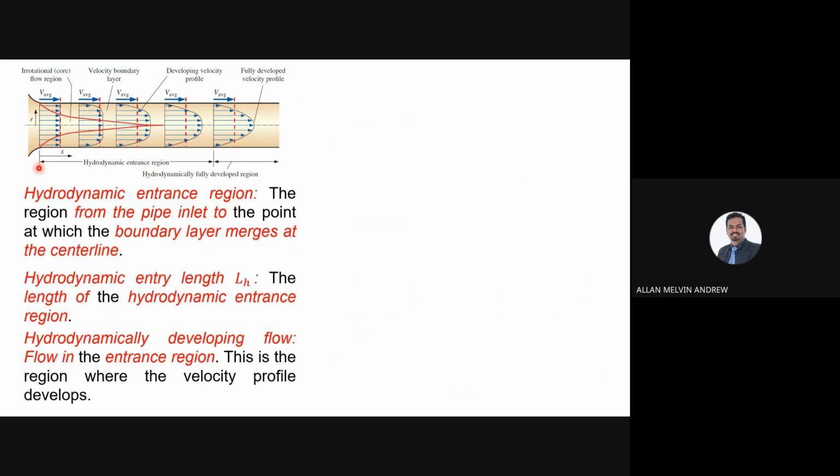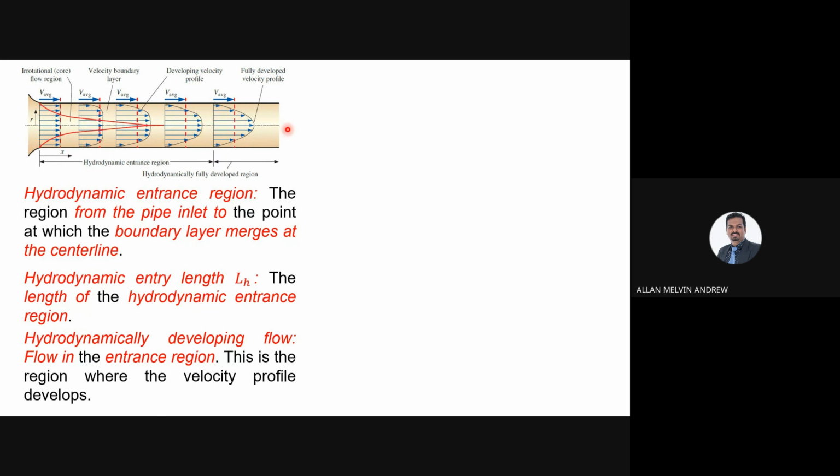Hydrodynamic entrance region, from here until here. So what is this point? The region from the pipe inlet to the point at which the boundary layer merges at the center line. So this is the pipe inlet. You will have more atmospheric pressure, but after some time it will start to develop the velocity profile, and after some time the boundary layers merge at the center line. So from the pipe inlet until this level, we call it the hydrodynamic entrance region. Hydro means water, dynamic means flow, so flow of liquid entrance region.